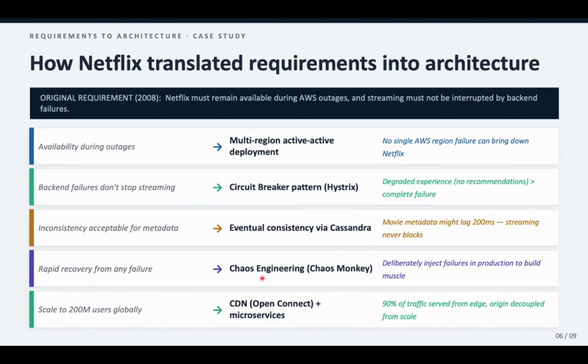You cannot be surprised by something you regularly rehearse, right? Then we have the fifth decision, and that is their own CDN, Open Connect, combined with microservices. Today 90% of Netflix traffic never reaches their origin servers. It is served directly from edge nodes installed inside internet service providers around the world. So the origin is completely decoupled from the scale problem.